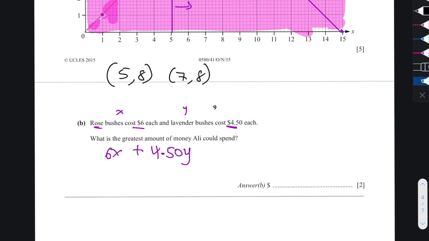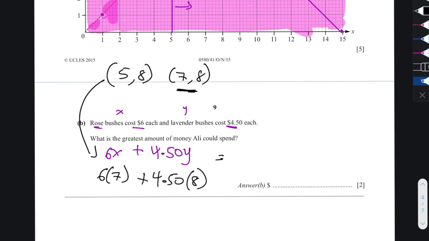Well, you don't do both on the answer booklet. Just use your calculator to verify it. Put any of these into this and see which answer you get. So I know that this one is the answer: 6 into 7 plus 4.50 into 8. I know that gives the greatest answer, so I'm not going to waste your time, but you can verify the other one. It wouldn't be the greatest answer. The greatest answer is 78.